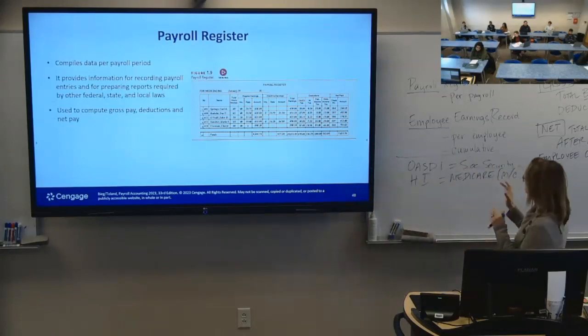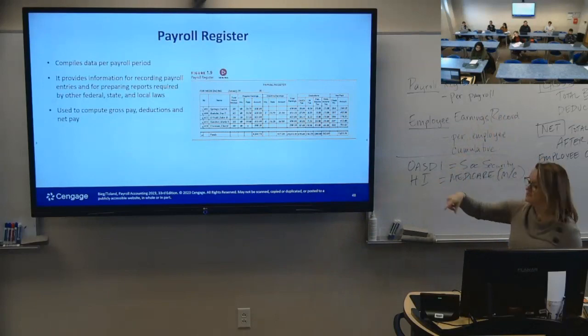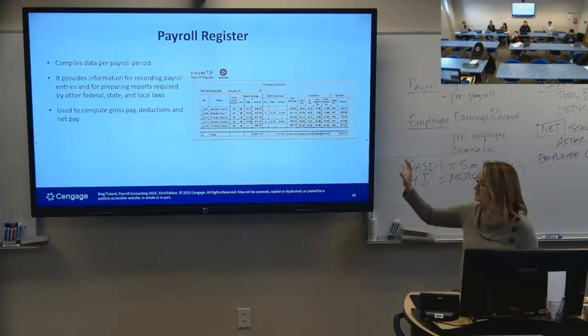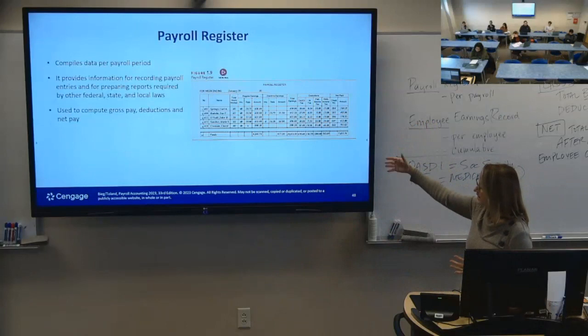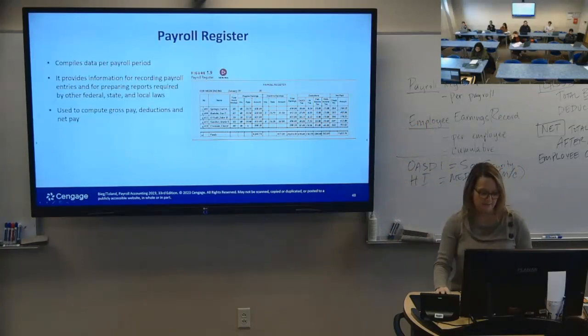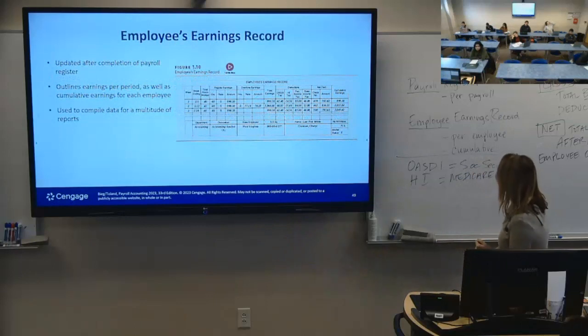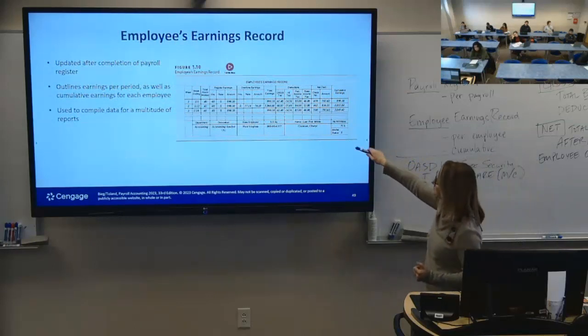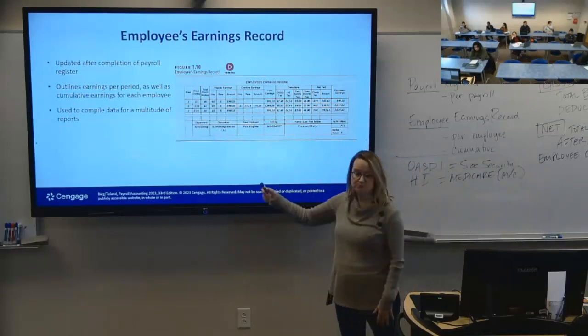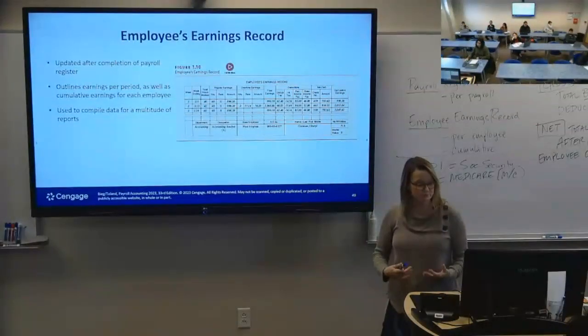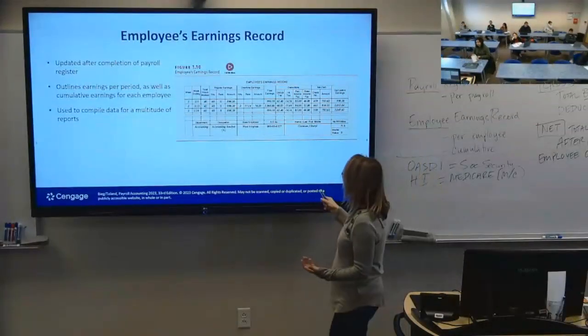Okay, so that is the payroll register. Like I said, it's done on a per payroll basis, and it summarizes all of the information for everybody that's been paid during that pay period. So now let's look at the employee earnings record. This is specific to each employee, and it's going to have some more specific information about each employee as well.